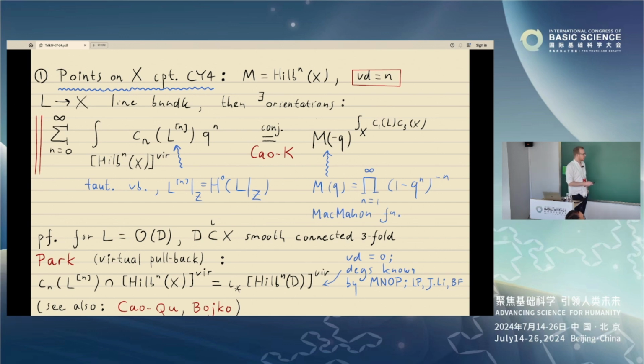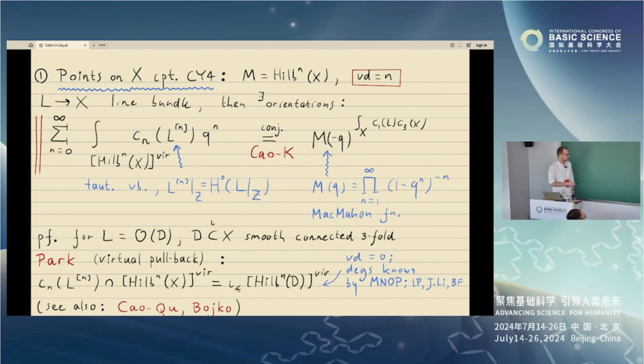Then a number of years ago with Yalong Cao, we conjectured that for certain orientations, there should be orientations such that this is given by the following formula. The McMahon function M(-q) to the power the integral over X of c1(L) times c3(X). So the McMahon function is this infinite product here, and it's the generating function for numbers of piles of boxes in the corner of a three-dimensional room.